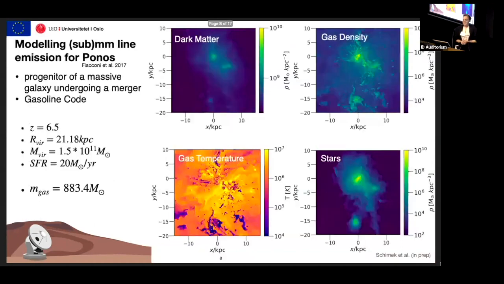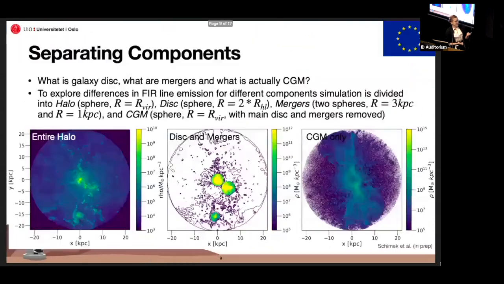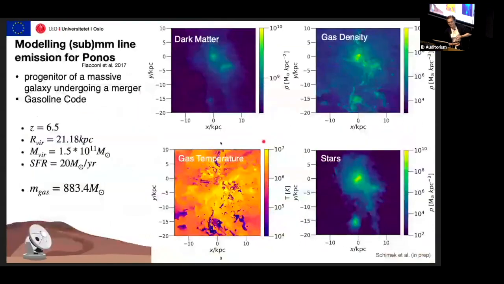So I'm using this simulation at the moment. This is the Ponos simulation run with Gasoline. It's the progenitor of a massive galaxy undergoing a merger, which you can see. It's a quite chaotic system at high redshift. The mass resolution is quite good, around 900 solar masses, which makes it quite nice because we can kind of resolve GMCs, where you have, of course, molecular lines in the sub-millimeter.